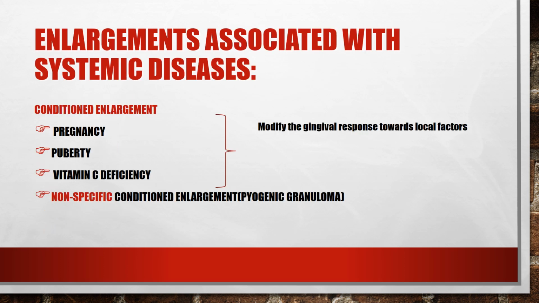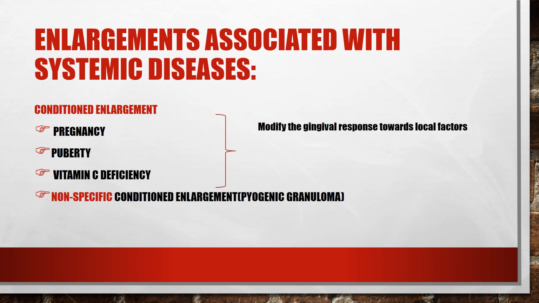Then come enlargements associated with systemic diseases. Many systemic diseases can develop oral manifestations that could include gingival enlargement. It could be either a magnification of the existing inflammation developed by dental plaque, or a manifestation of the systemic disease independently of the inflammatory status of the gingiva. Under that, the first category we are going to mention is conditioned gingival enlargement.